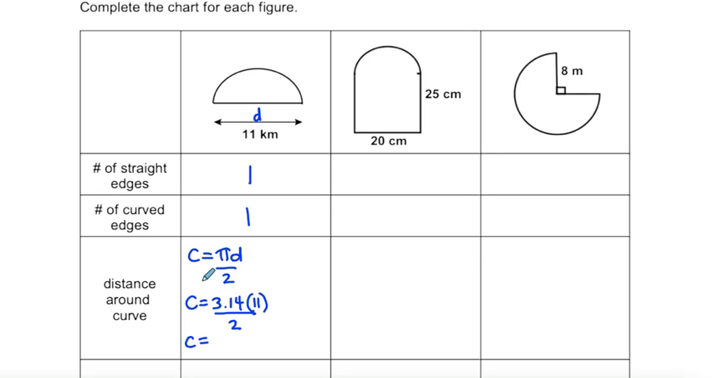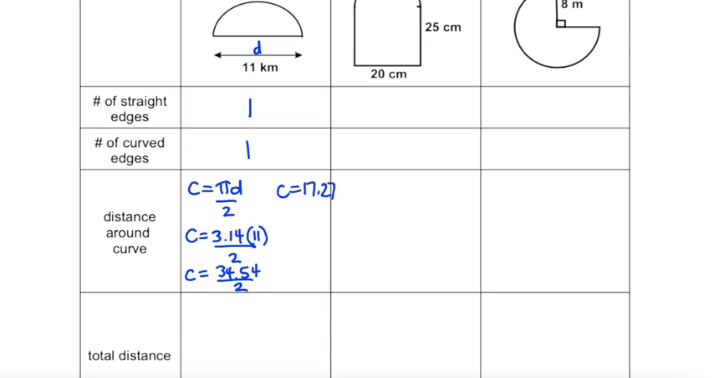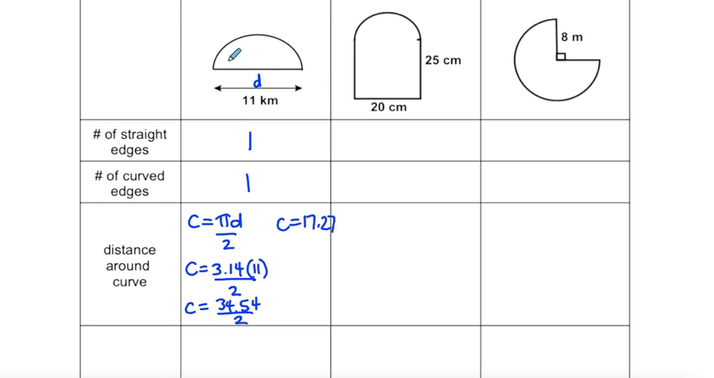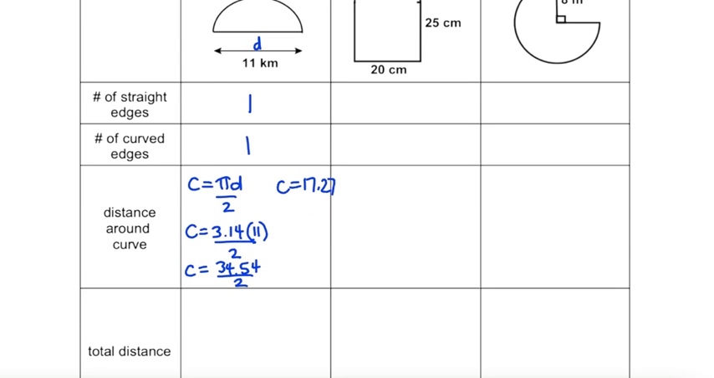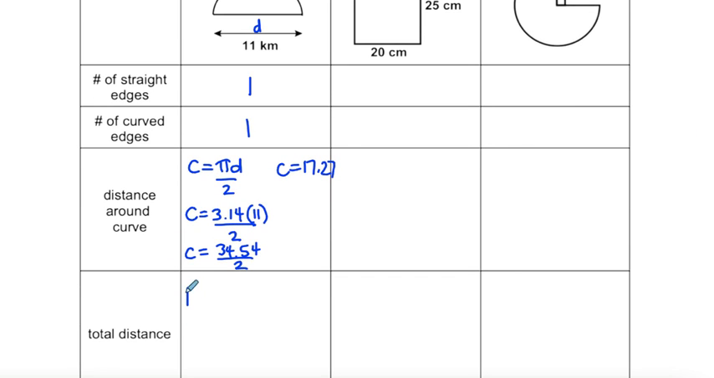So 3.14 times 11 is 34.54. I'm dividing that by 2, and that gives me 17.27. And what is the distance around my straight edge? Well, that's 11. So when I'm calculating my total distance, my total perimeter is my curved edge plus my straight edge, which gives me 28.27, and I need to include my units, which are kilometers.